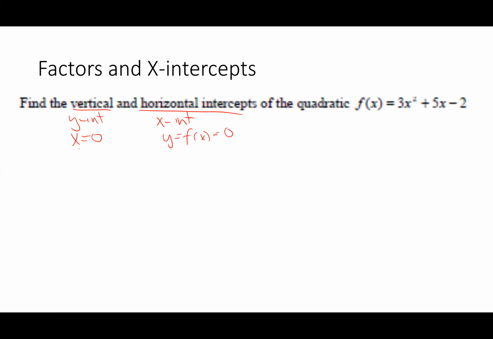All right, let's begin with the y-intercept first. So for the y-intercept, what we're ultimately going to want here is a coordinate pair, and what I already know is that x is equal to 0. So since I know that x is equal to 0, I'm just going to go ahead and plug 0 in for x into my quadratic.